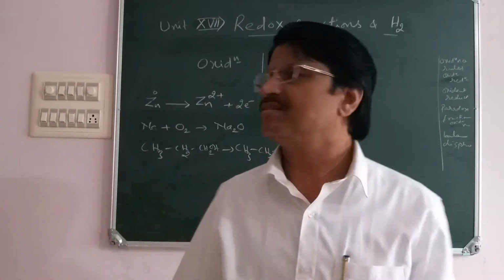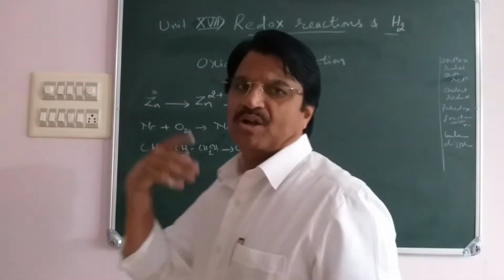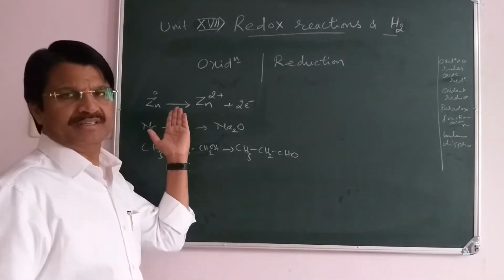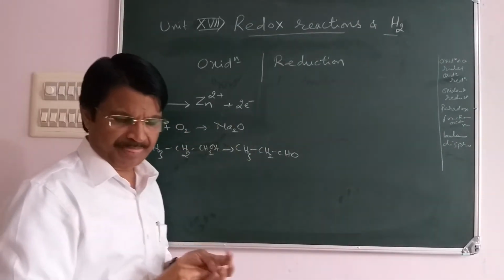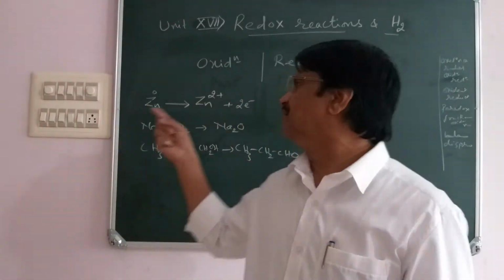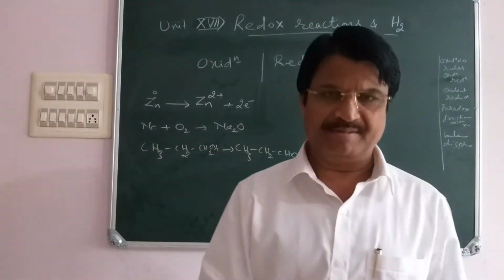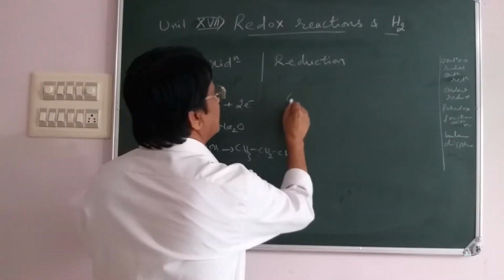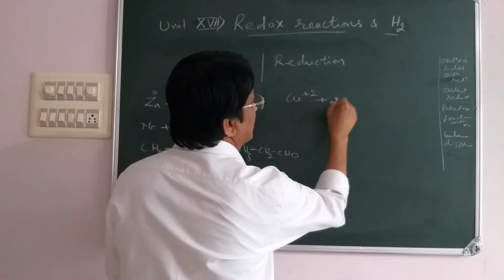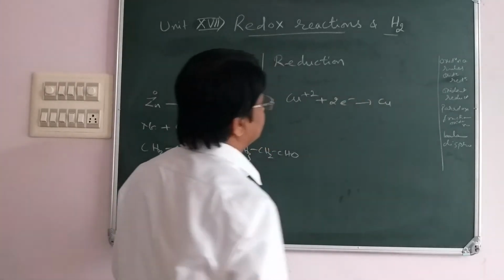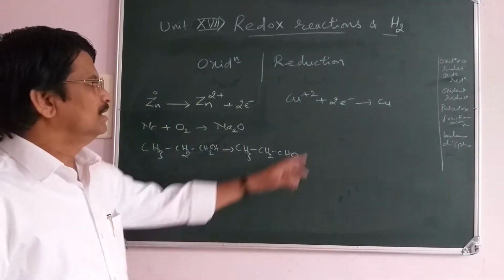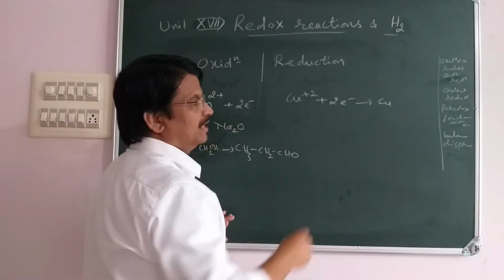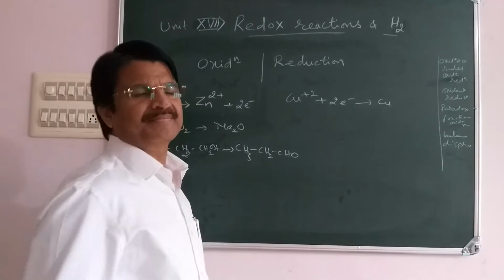In most reactions, we consider loss of electron and gain of electron. Even in electrochemistry, we studied only two types of reaction: oxidation and reduction, involving electron loss and electron gain. In the reduction process, copper plus 2 plus electron gives copper. Here electron is added and copper ion goes into copper. Addition of electron is reduction.